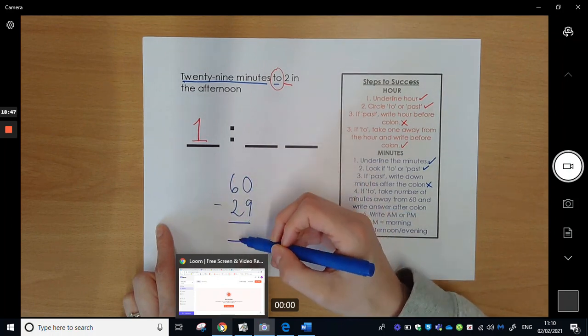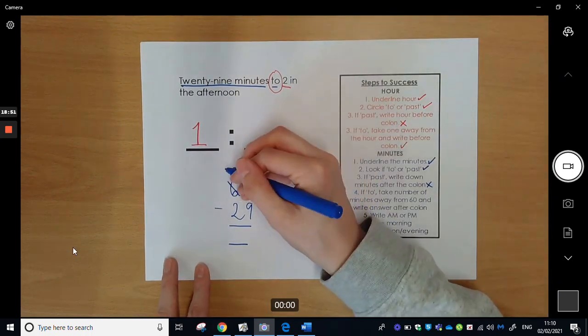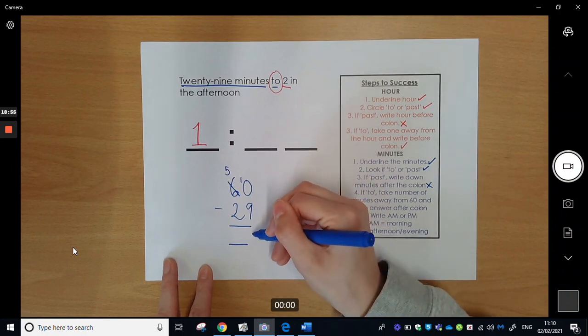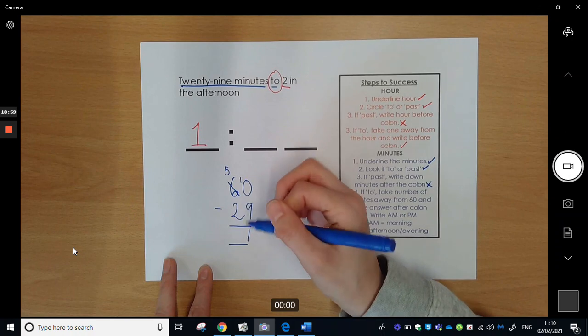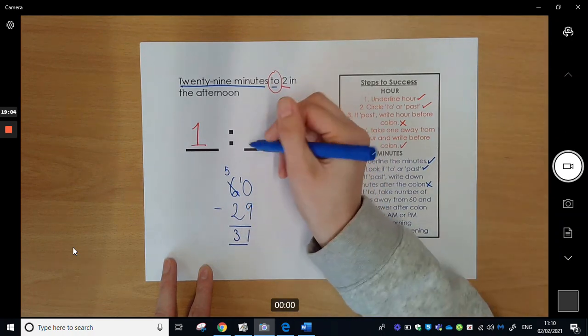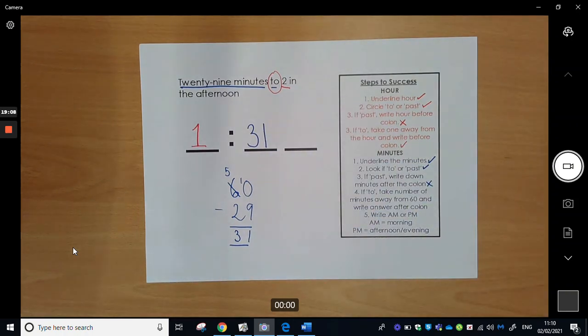So 0 take away 9 I can't do. So 0 take away 9, I need to regroup. I've got 10 take away 9. 10 take away 9 is 1. 5 take away 2 is 3. So there are 31 minutes past.